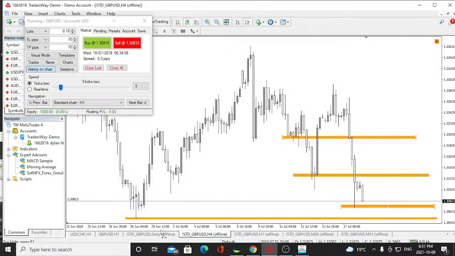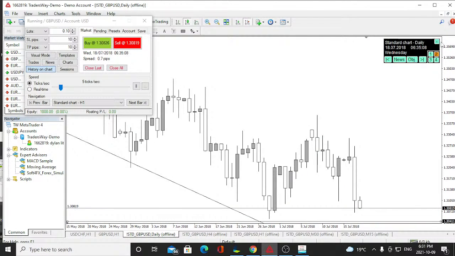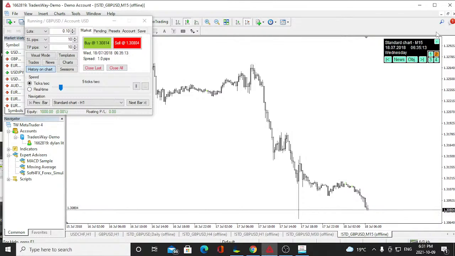Don't want to be rusty in the markets. Want to have a sharp advantage in the markets. So that's what we're looking for here.